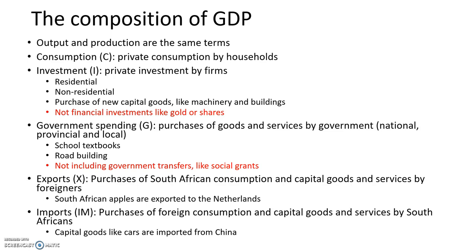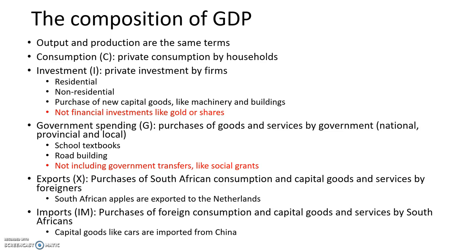The composition of GDP. If we want to understand what determines the demand for goods, it makes sense to decompose aggregate output or GDP. Output and production are the same term, so there is no room for using one or the other. Firstly, consumption, which we will denote by the letter C, is private consumption by households, so this ranges from food to new cars, etc.